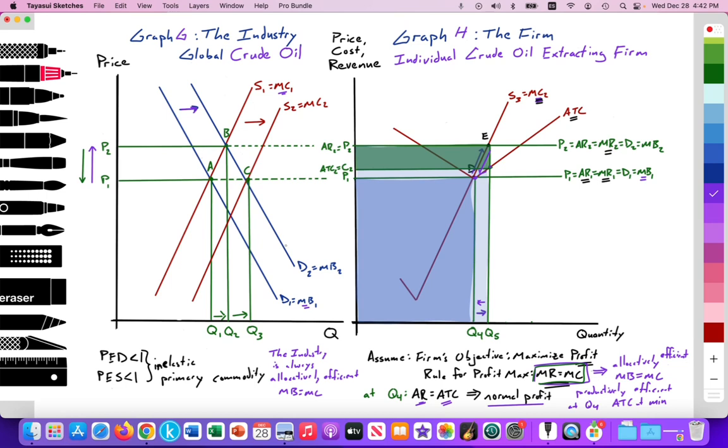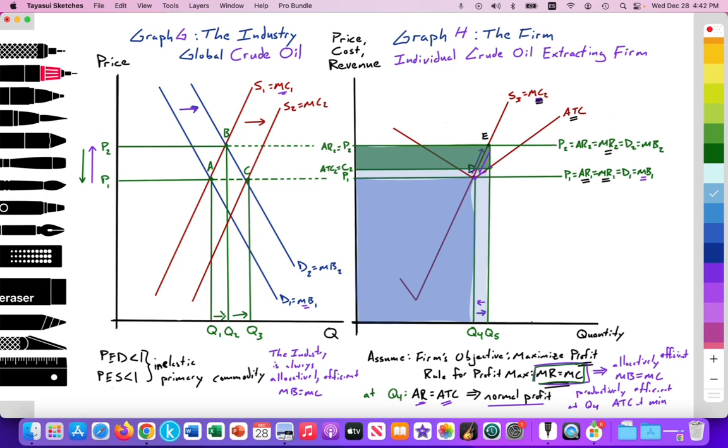That sets a new equilibrium where D2 equals S1 at point B, which is allocatively efficient, but it raises price from P1 to P2 and leads to an increase in the quantity supplied and demanded from Q1 to Q2. That becomes the higher price that the individual firm must accept, where P2 is equal to AR2, equal to MR2, equal to D2, equal to MB2.